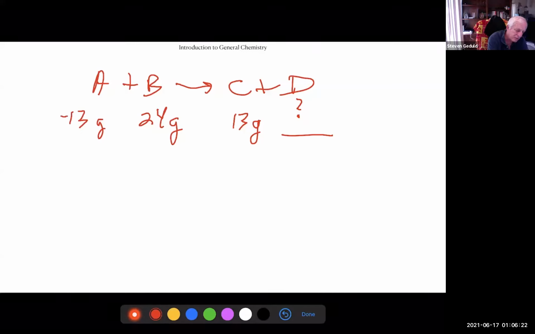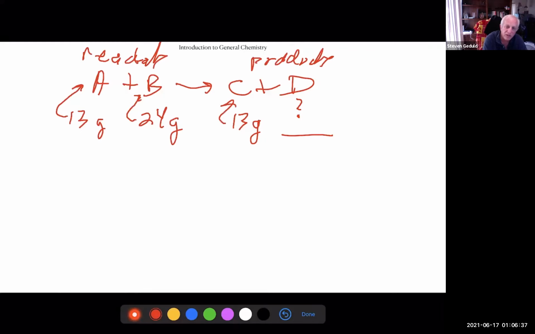Okay, so 13 grams of A, 24 grams of B. These are your reactants. Reactants are always on the left side. Products are what you produce, on the right side. The law of conservation of mass says the mass has to be the same on the left side and the right side. You can't create or destroy mass by chemical reaction. So 24 plus 13 is 37 grams total on the left, so you have to have 37 grams total on the right. So 13 plus what gives you 37?